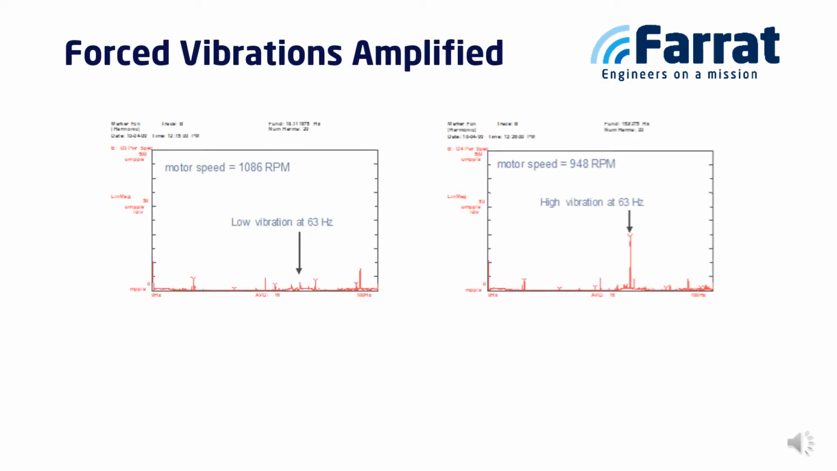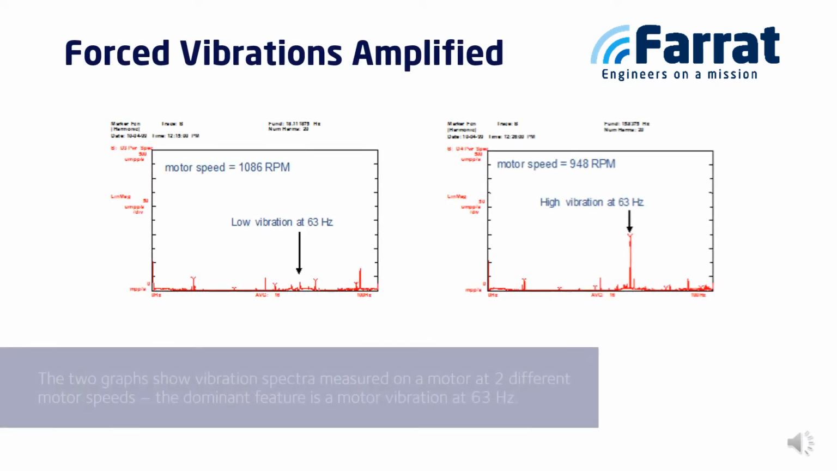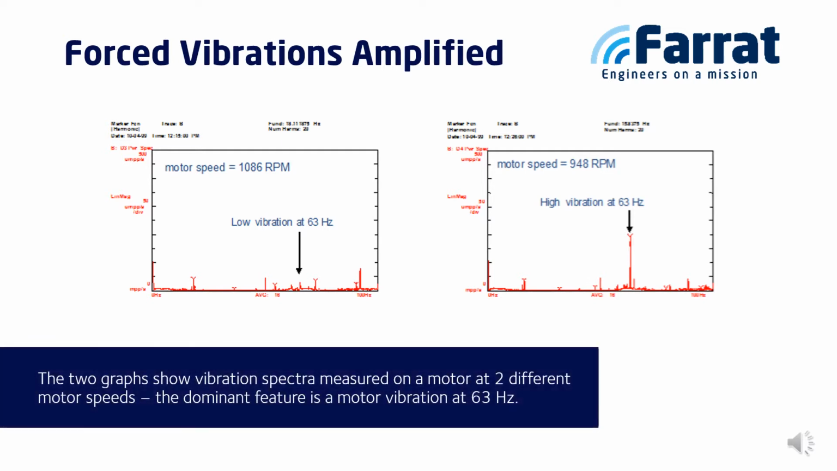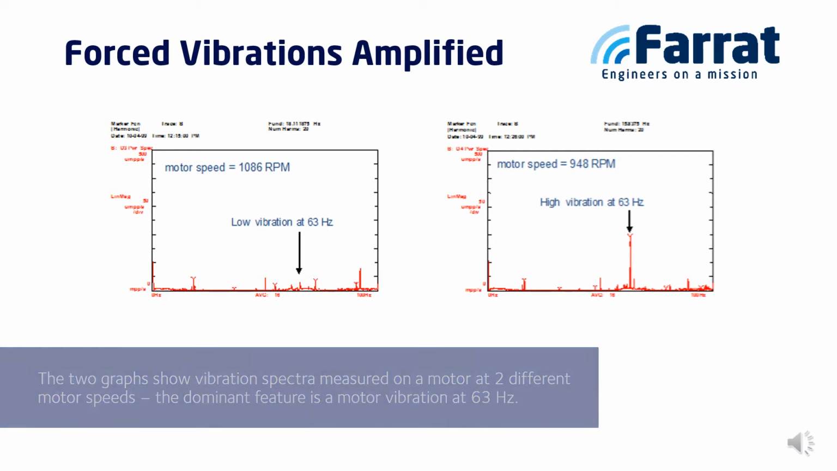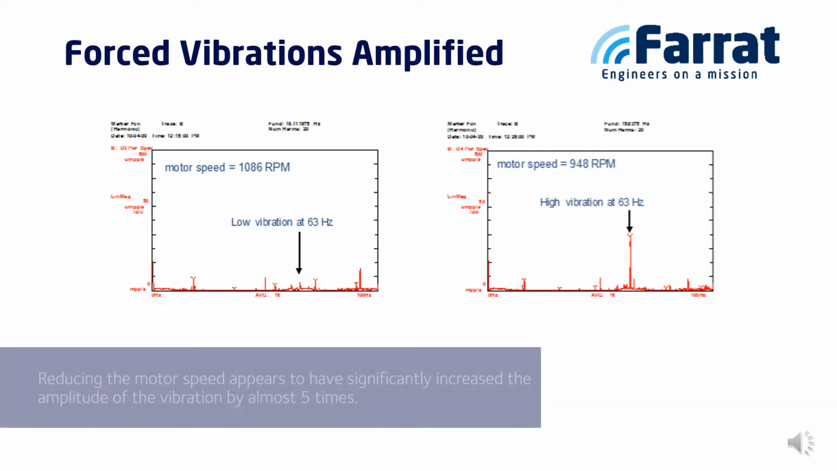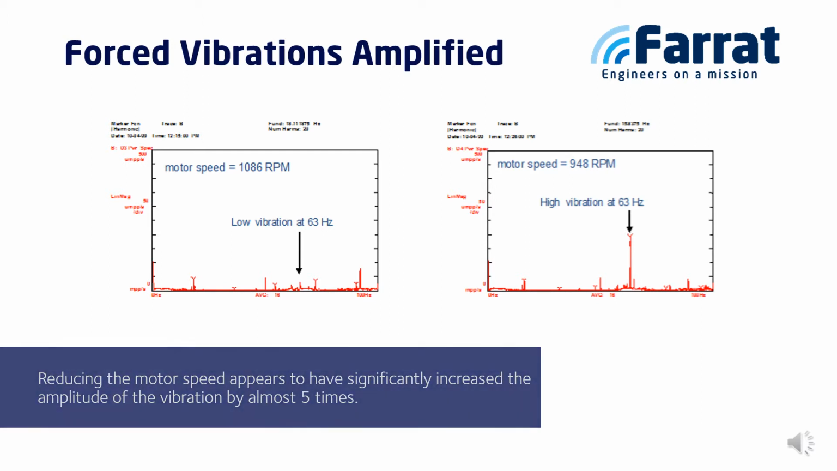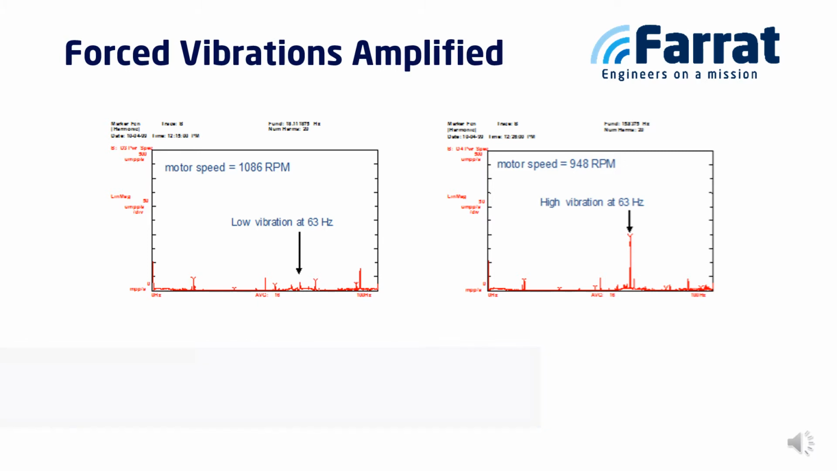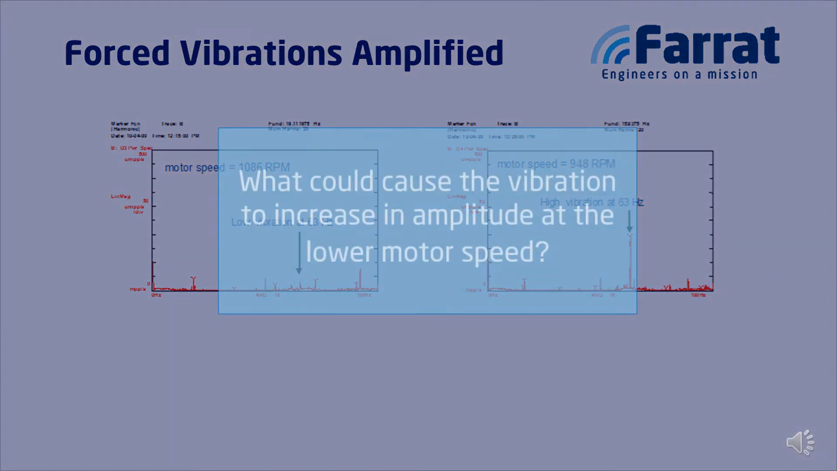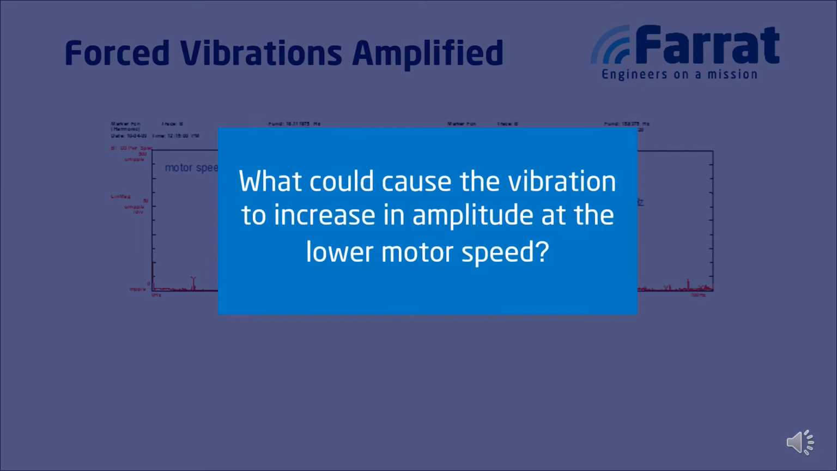We must also consider how force vibrations are amplified. In this example, you can see the vibration spectra measured on a motor at two different motor speeds. The dominant feature measures 63 Hz. If we reduce the motor speed, it has a significant impact on the amplitude of the vibration, increasing the motor speed by almost 5 times. What do you think caused the vibration to increase in amplitude at the lower motor speed?